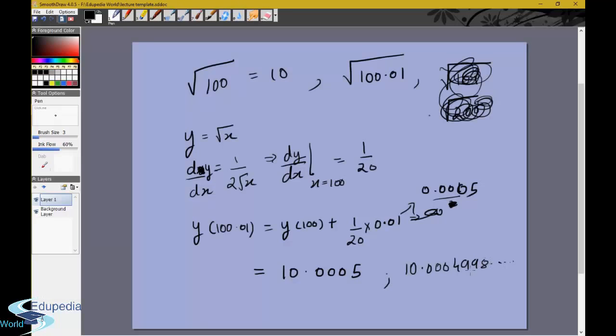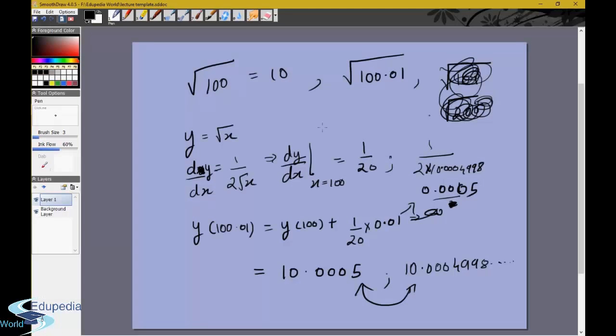And if you actually plug this value in the calculator, what you'll get is 10.0004998, something like that. So we can see that our approximation actually is indeed quite close, because we assumed that between 100 and 100.01, dy by dx was a constant. Now just for a second, what is dy by dx at 100.01? That will be 1 by 2 root x, that will be 1 by 2 times 10.0004998. We can see that this number is very close to 1 by 20.